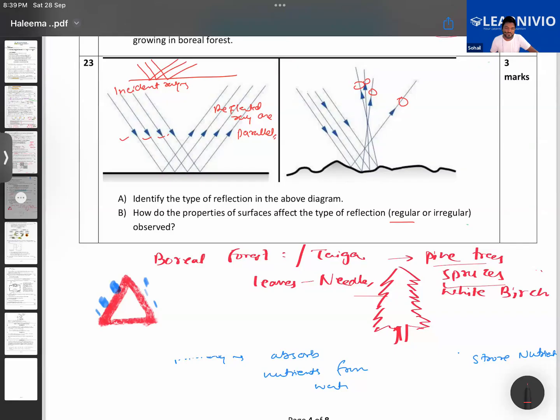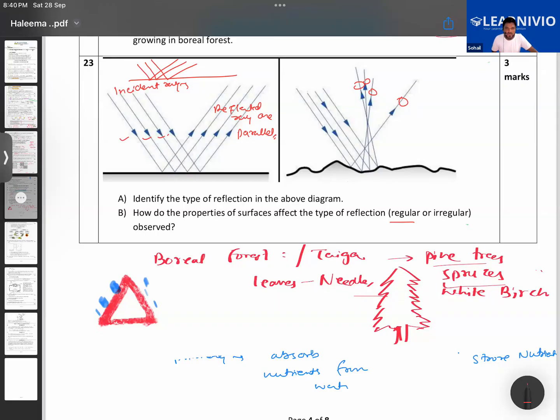Properties of surface. When there is a smooth surface, incident rays and reflected rays go parallel. And when there is a rough surface, incident rays go parallel, but the reflected rays go random. Exactly. So you have some smooth surfaces like a mirror or a polished metal, or if the water is still, if the water is not moving, then regular reflection will take place.